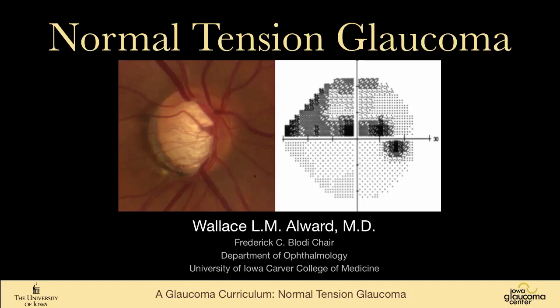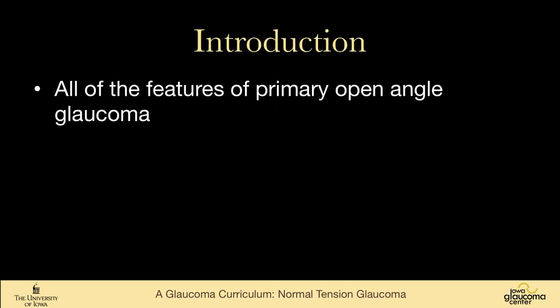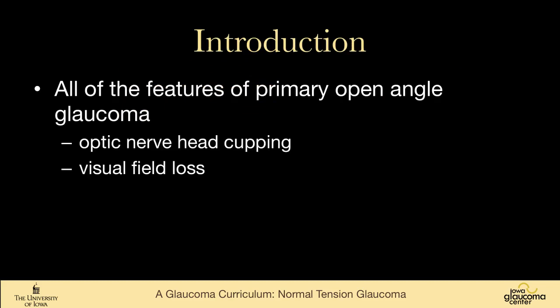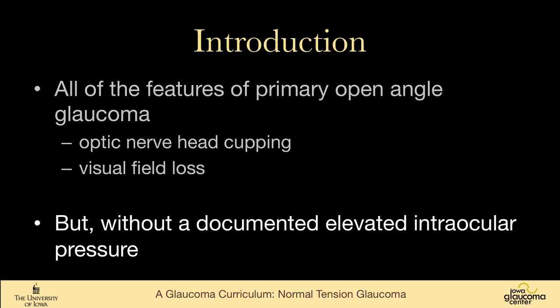Normal tension glaucoma, sometimes called low tension glaucoma. Really, the pressure is not low, it's in a normal range. So I think normal tension glaucoma is probably a better term. It's a disease that has all of the features of primary open-angle glaucoma, optic nerve head cupping and visual field loss, but without a documented elevated intraocular pressure.